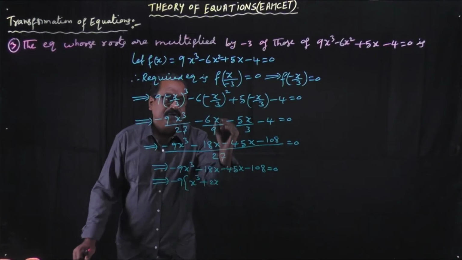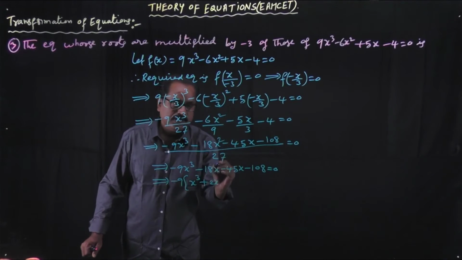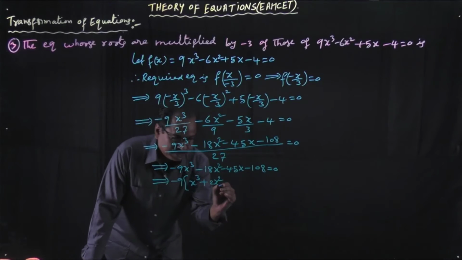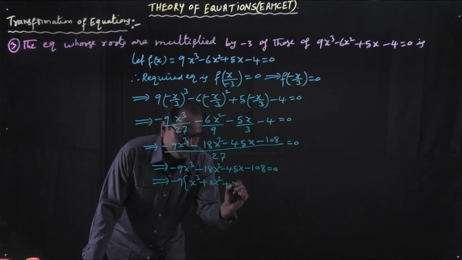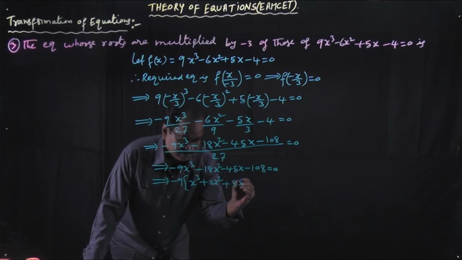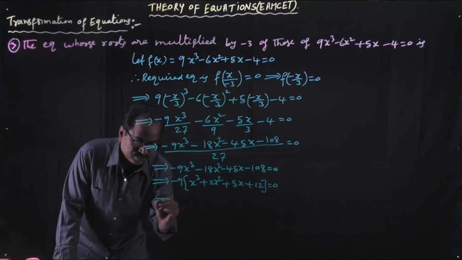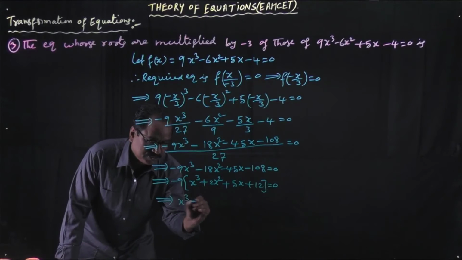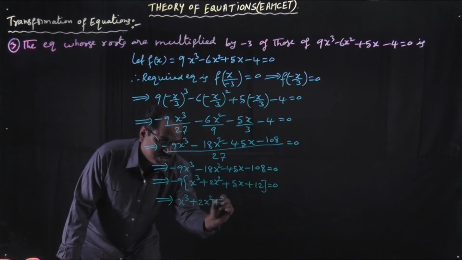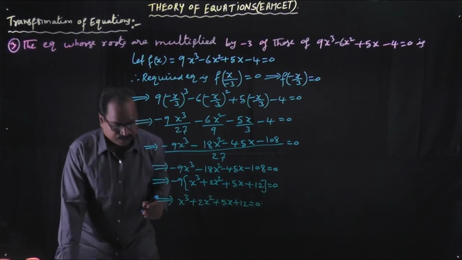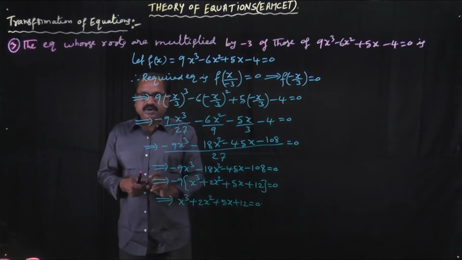plus 5x plus 12) is equal to 0. So this implies x cube plus 2x square plus 5x plus 12 is equal to 0, which is our required equation.